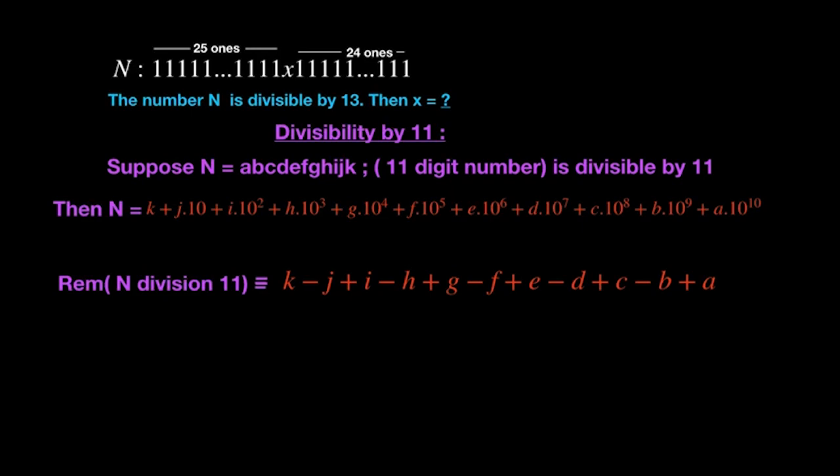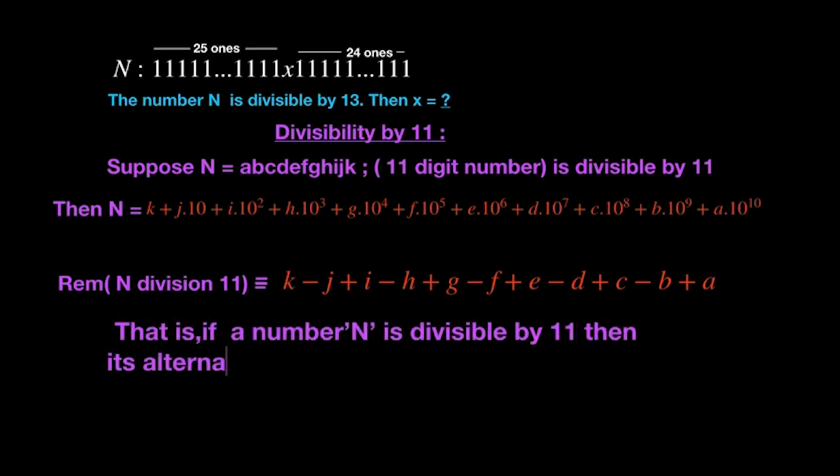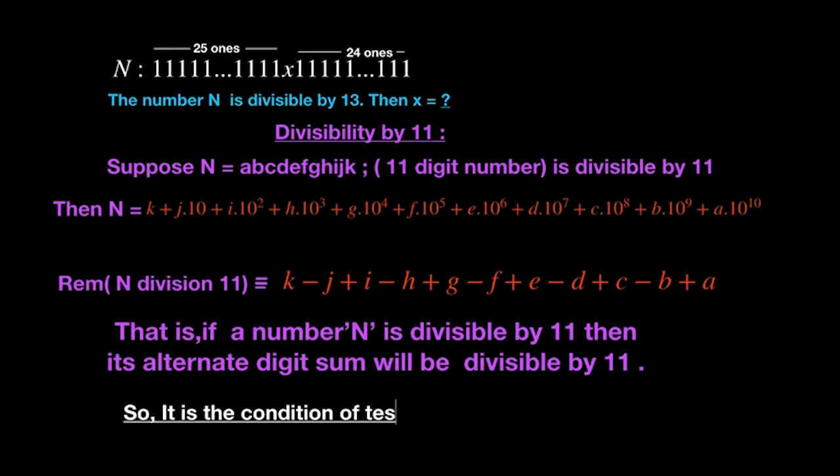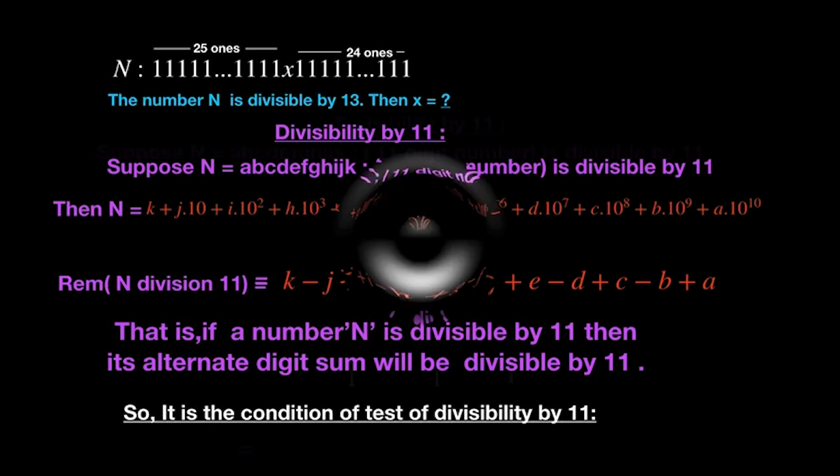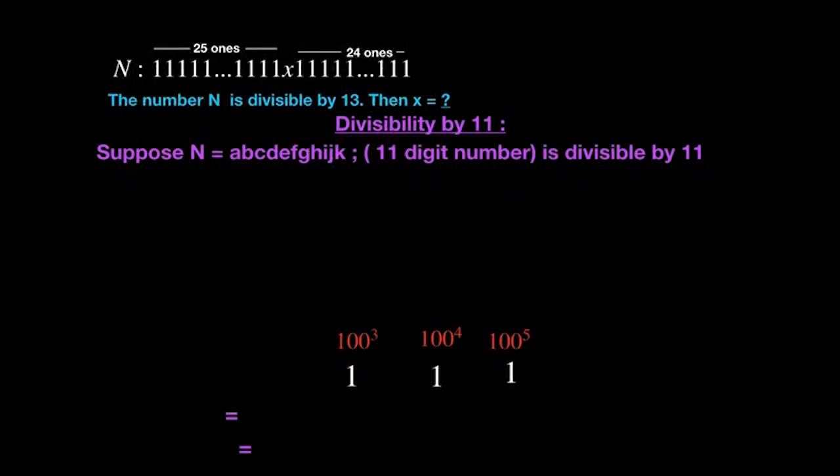So when a number is divisible by 11, then the alternate sum of the digits from the right side, which is its remainder, is also divisible by 11. That is, if a number n is divisible by 11, then its alternate digit sum will be divisible by 11. So it is the condition of the test of divisibility by 11. It is very nice. Now we can express the test of divisibility by 11 using congruence arithmetic.